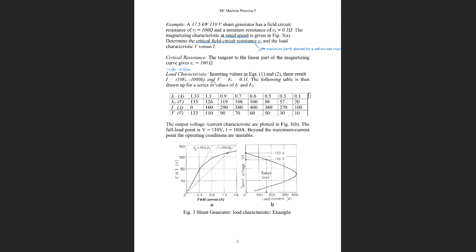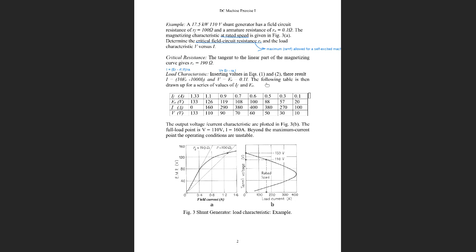Okay, so the terminal voltage equals the internal voltage minus RA times I. We bring in the values, so V equals ER minus 0.1, which is the given RA value, times the terminal current I. That's it.